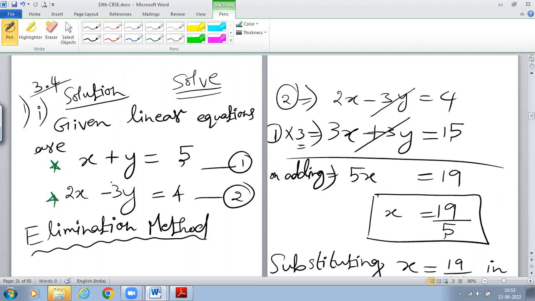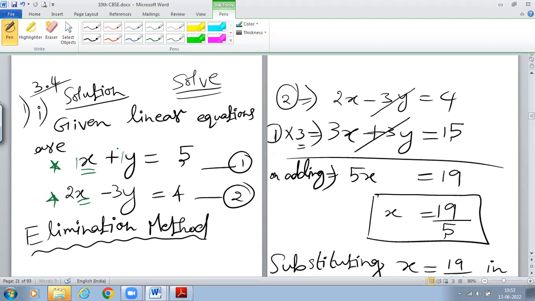Now what we have to do is, first check whether any variable, either x or y, has the same numerical coefficient. See here, the x variable of both the equations does not have the same numerical coefficient. Here the coefficient of x is 1, and here it is 2. So they are different. As well as for y, here it is 1y, here it is minus 3. So they are also different. So we don't have any variable with the same numerical coefficient.